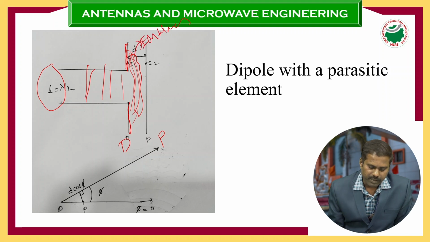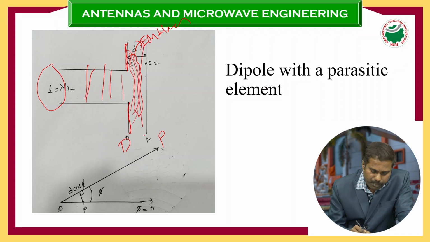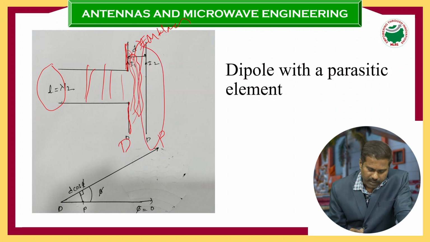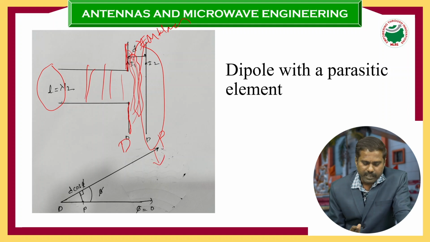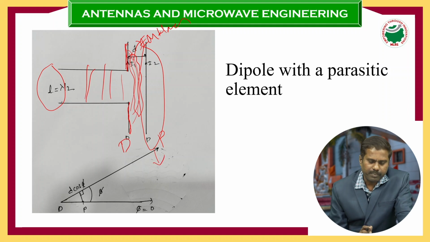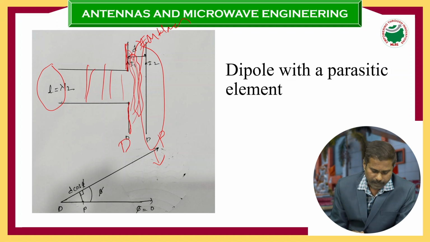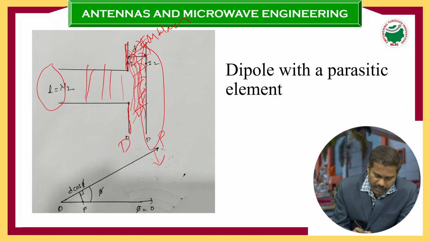So these EM waves will be incident on this parasitic element, which is not having a source supply; it is only placed in front of the dipole. That means it is not having any source. When these EM waves from the dipole are incident on the parasitic element, the parasitic element will be excited due to the incident electromagnetic waves, due to the induced current.